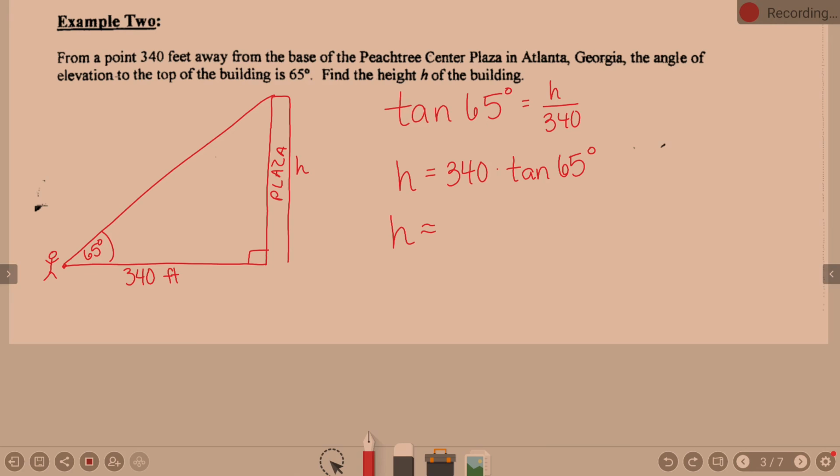I have 2 decimal places in my answer. Get 700 something. I have 729.13 feet. Okay, very common usage of trig there. Given an angle and a side, we can definitely work with that.